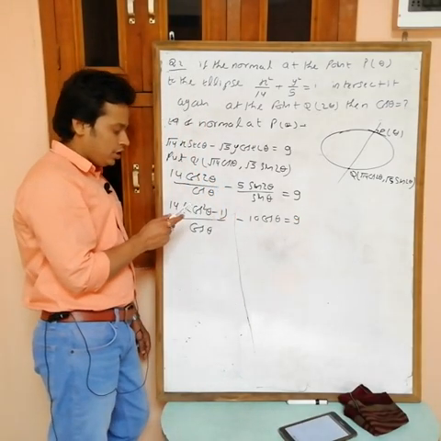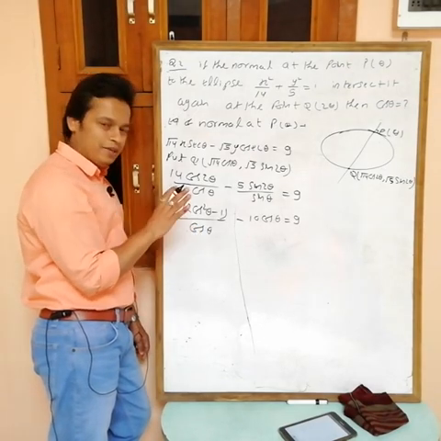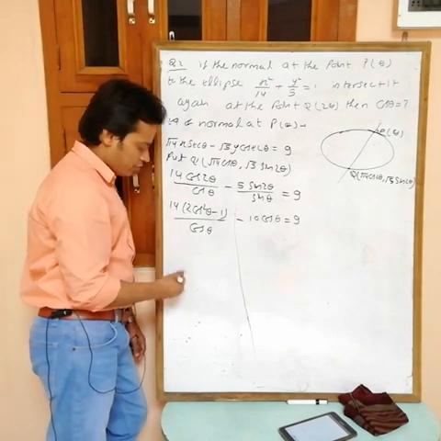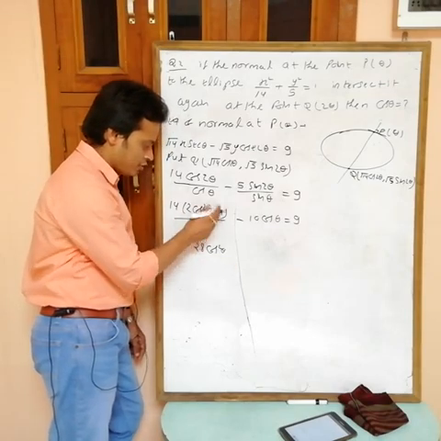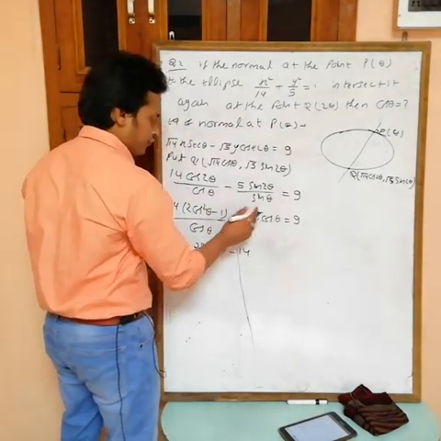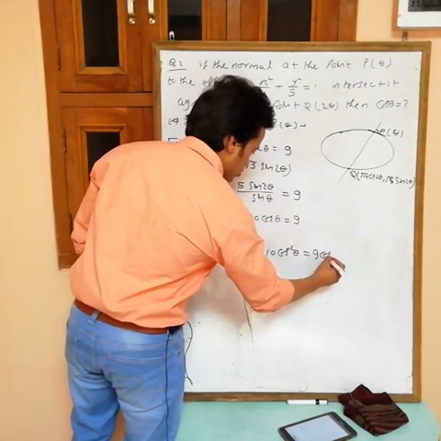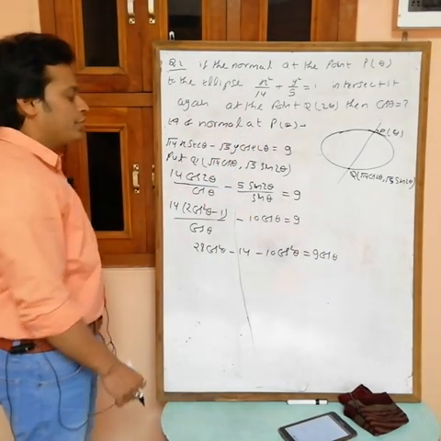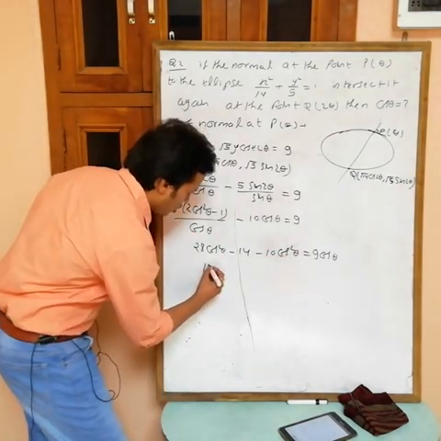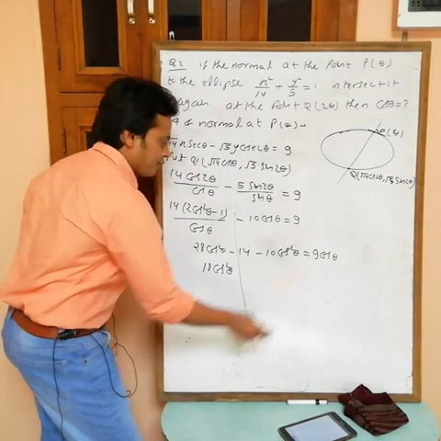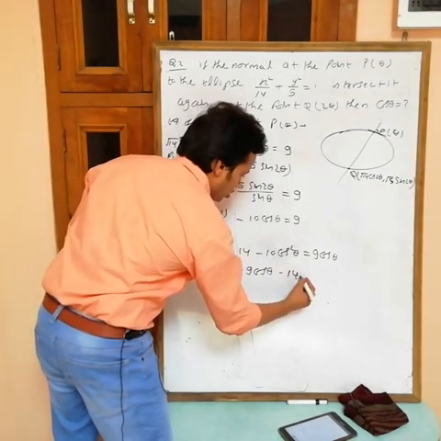Now take the LCM cos theta. We want the value of cos theta, so I am multiplying with cos theta, then cos theta cancels out. After multiplication, what are we getting? We get 28 cos square theta minus 14 minus 10 cos square theta equals 9 cos theta. Okay, a quadratic equation in terms of cos theta that we can solve. 28 minus 10 is 18 cos square theta minus 9 cos theta minus 14 equals 0.